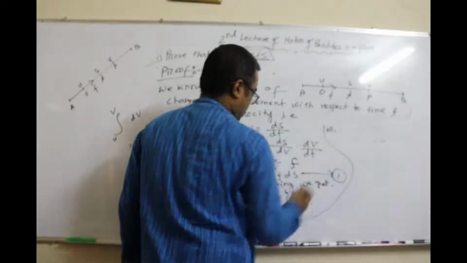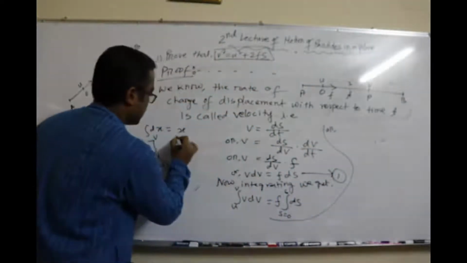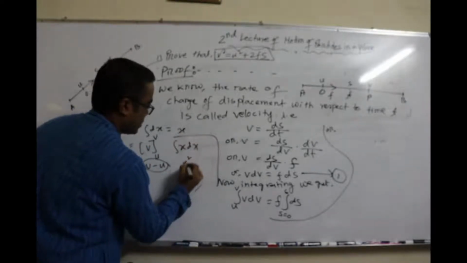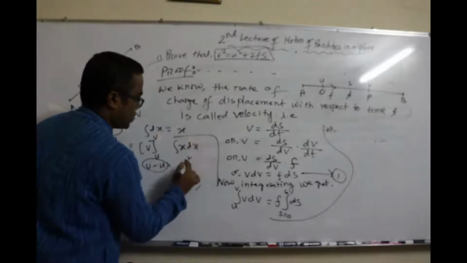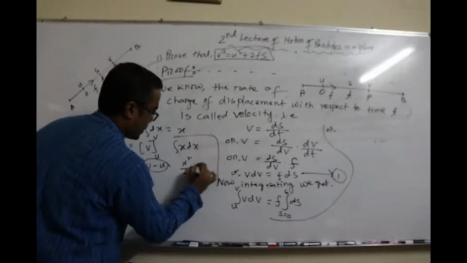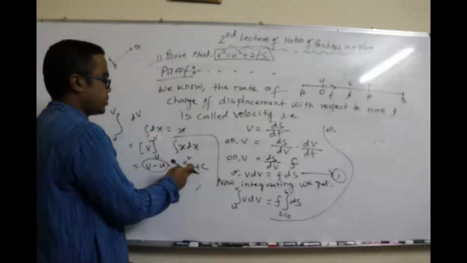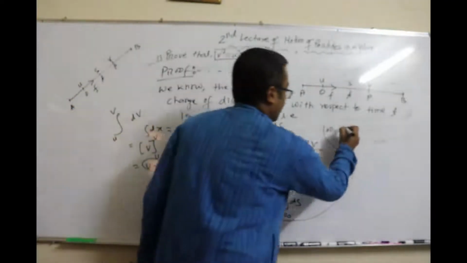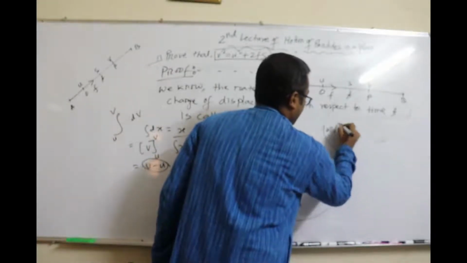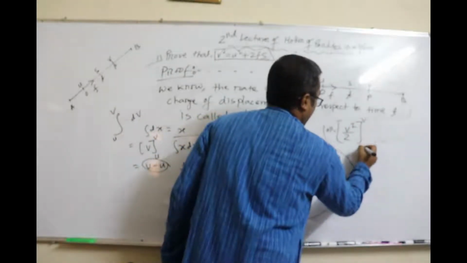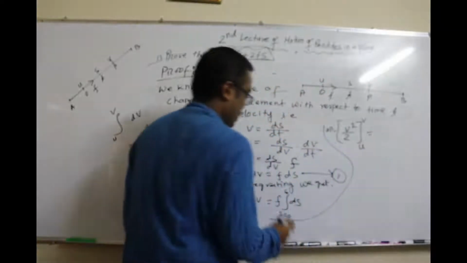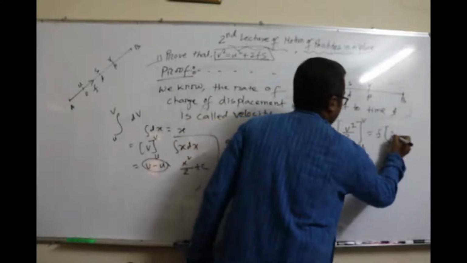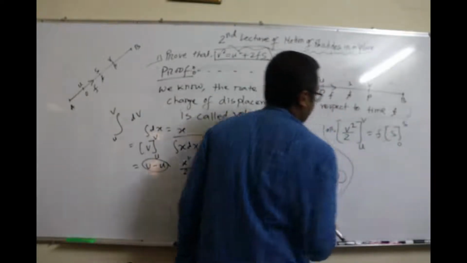In the previous class you learned x dx means x square by 2, because the power is 2, 1 plus 1, and this power is divided by 2. So v dv means v square by 2, upper limit v, lower limit u. Here f, and integration ds means s from 0 to s.